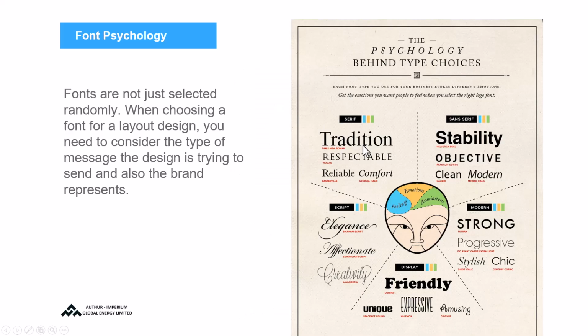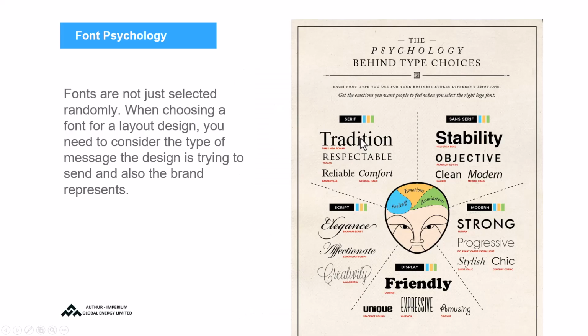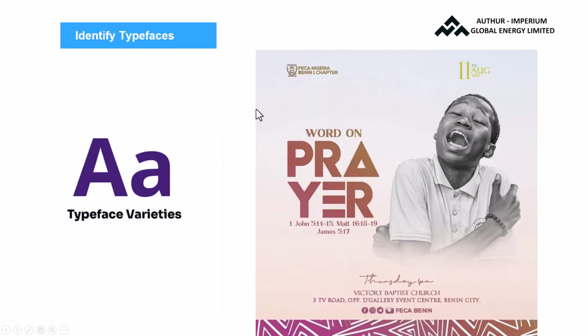Okay, so that brings us to the end of our first class. In the next class, we're going to be talking about color. For your task, what you're supposed to do is go online and get 5 flyers just like these ones.